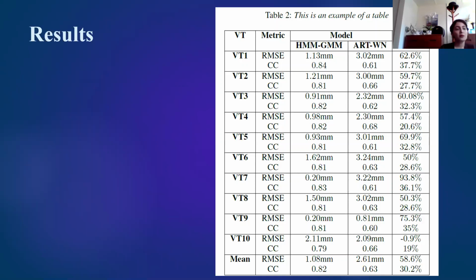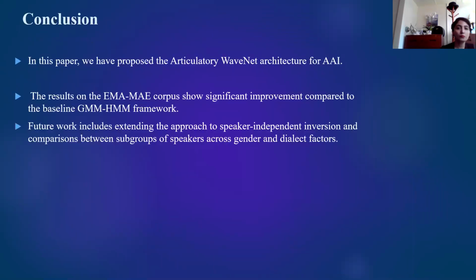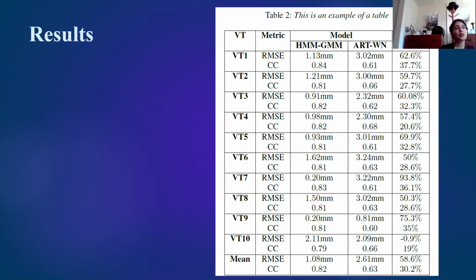Our results from the AWN suggest that using stacked causal convolutional layers has significantly improved the AAI performance compared to the previous GMM-HMM baseline method across all the L1 speakers from the EMA-MAE corpus. The average correlation for all articulatory features improved about 30%, and for the RMSE, the percentage of improvement is around 59%. Correlation results show a consistent improvement across all the features, with all 10 of the articulatory feature trajectories having correlations around 80%.